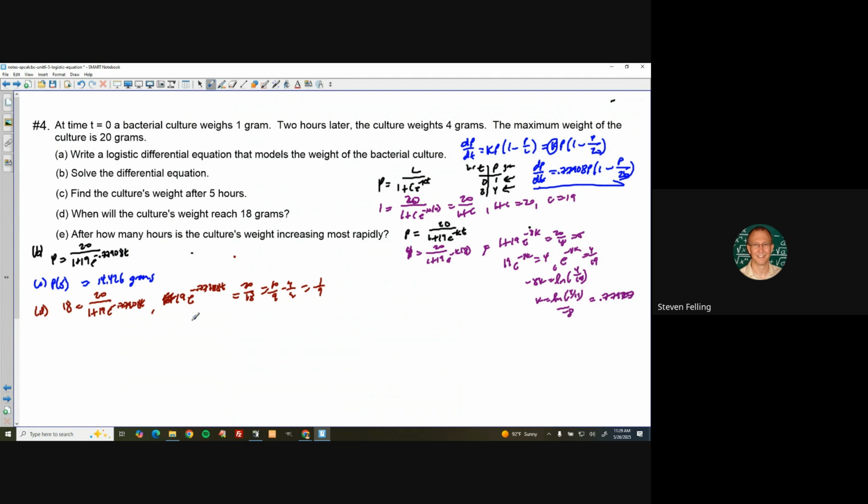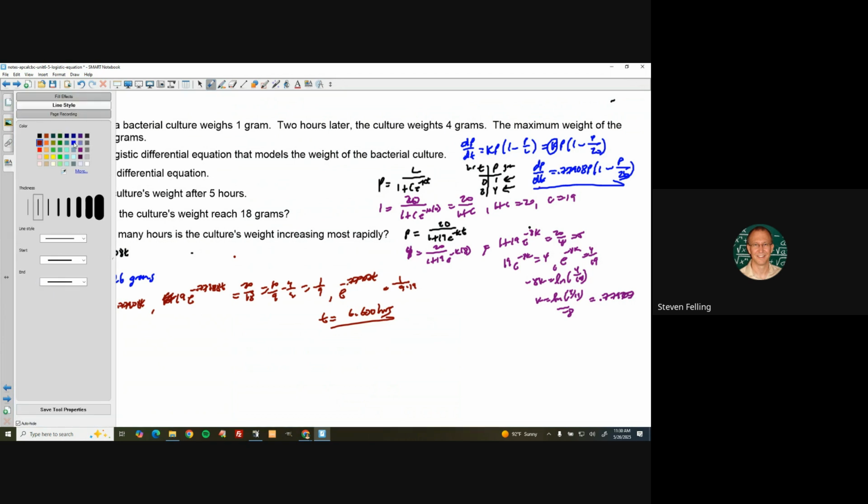Then you can divide by 19 and get that e to the negative 0.77907 t, looking at my key again, is 1 ninth divided by 19, so the 19 joins that on the bottom. You can take the natural log, and T ends up being 6.600 hours. So once you have a full model, you can plug in the time and find the weight, or you can plug in the weight and find the time.